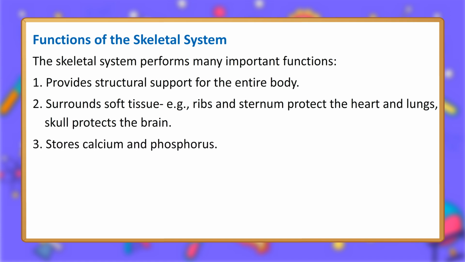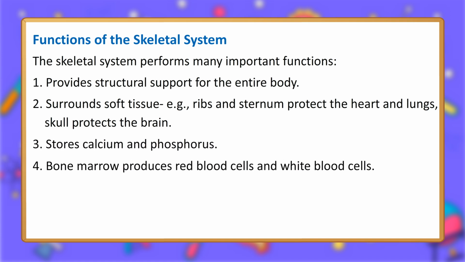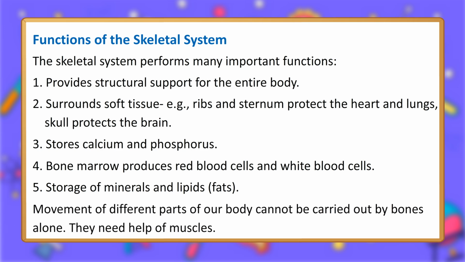Stores calcium and phosphorus. 4. Bone marrow produces red blood cells and white blood cells. 5. Storage of minerals and lipids, fats. Movement of different parts of our body cannot be carried out by bones alone. They need the help of muscles.